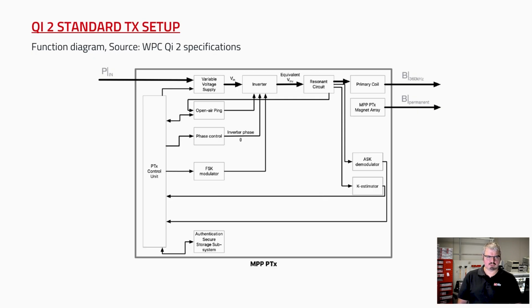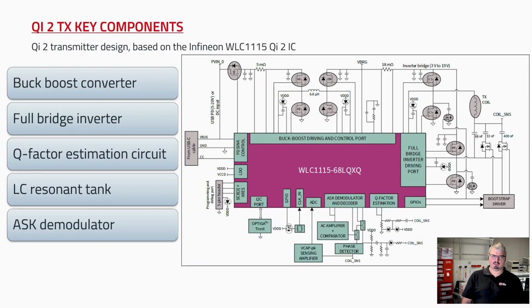The Qi2 standard defines the following function diagram. So you need first a reliable voltage supply, then you need an inverter and a resonant tank and also a primary coil. Also, you need an ASK modulator and an ASK demodulator and an FSK modulator, and also the authentication system. So how did we do this?